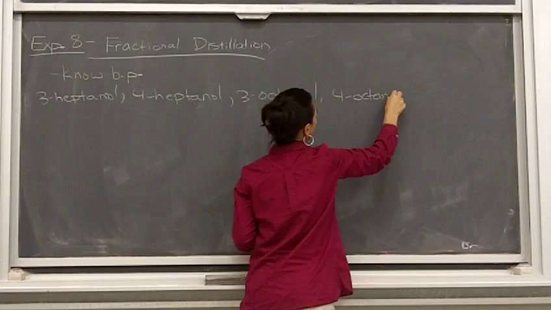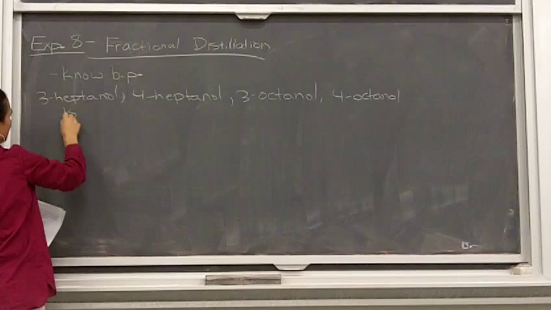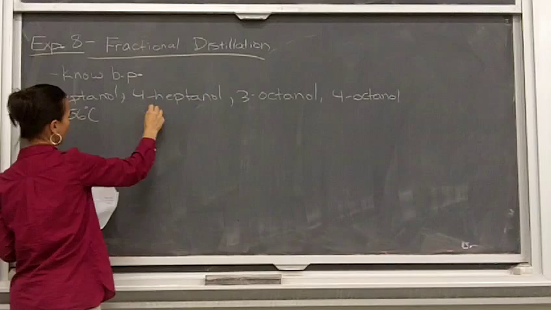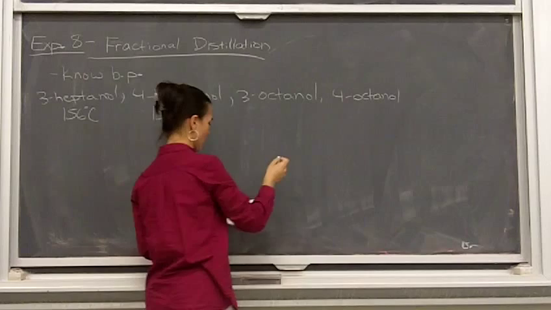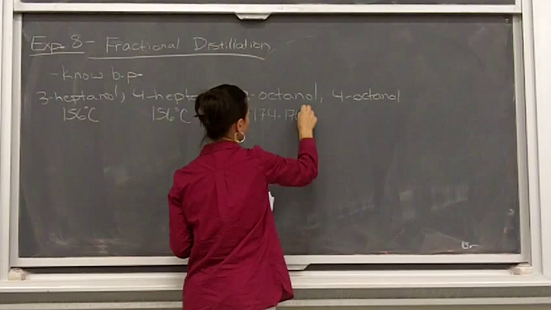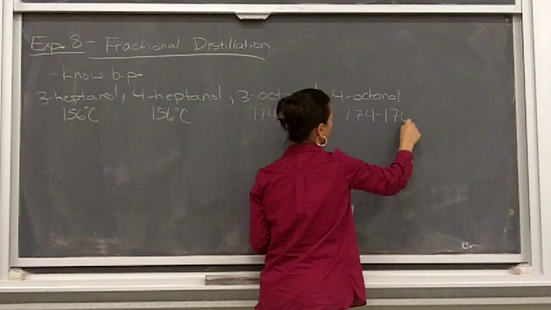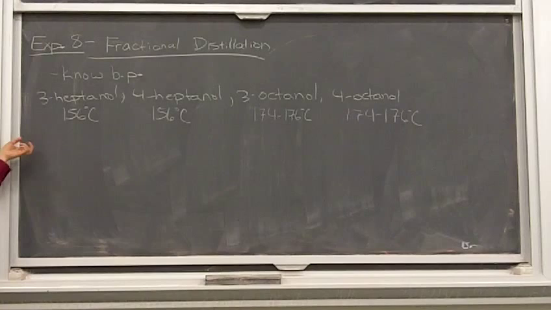Okay? So here, know the boiling point. I'm giving it to you right now. Heptanol is 156 for 3 and 4. And for 3-octanol and 4-octanol, we've got a range instead of just a boiling point: mid-170s for the octanols.